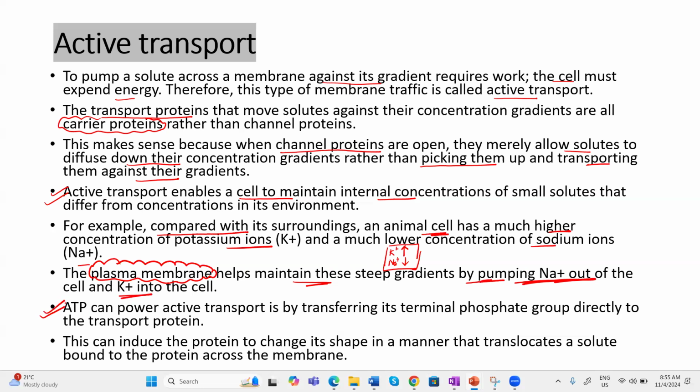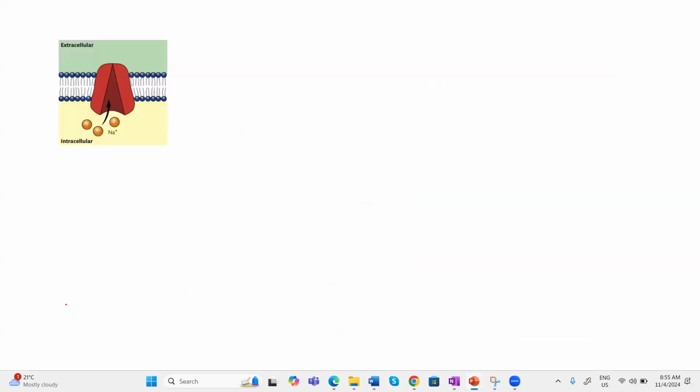Now, let me explain with an example. See here, this is one transport protein. Outside is the extracellular fluid. Sodium is high here and potassium is low here. Inside, potassium is high and sodium is low. This is the one basic thing you should remember. Now, how do they maintain it?